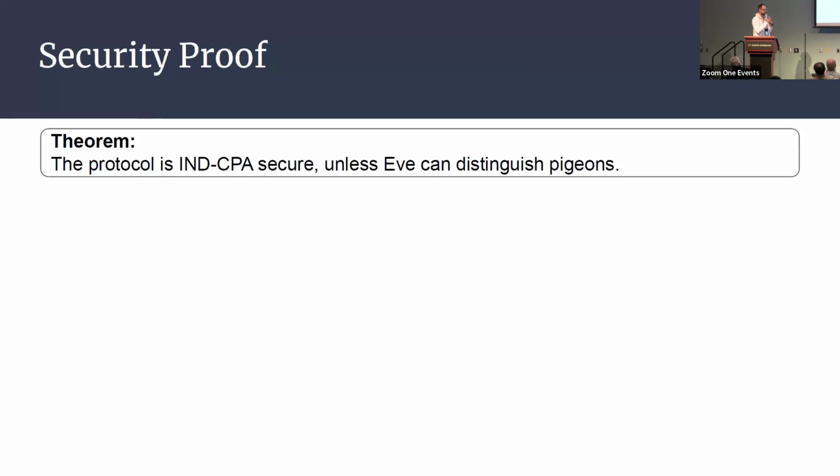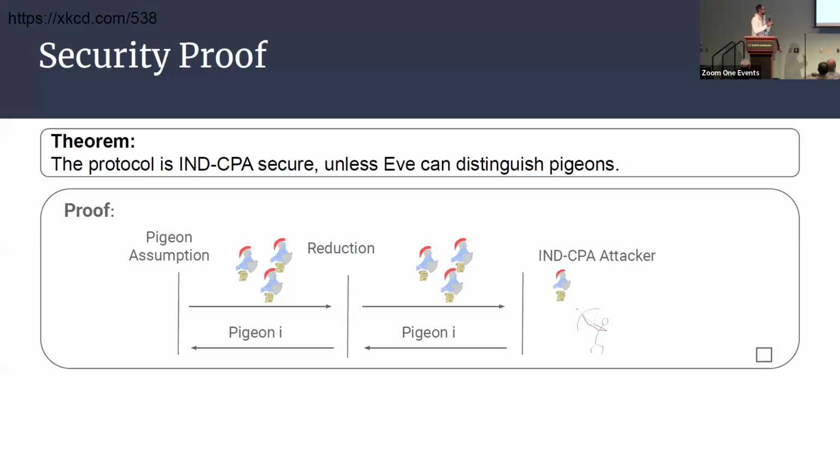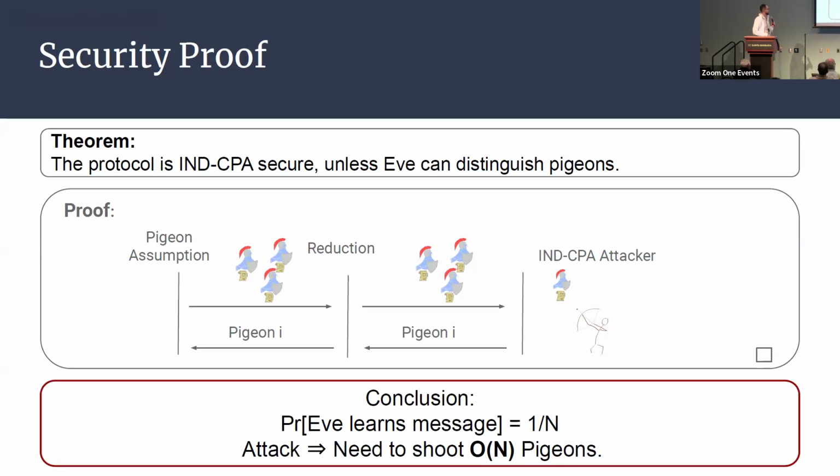And of course, once we have a protocol, a hardness assumption and a security model, then we can put up some kind of theorem, which basically says, our protocol is IND-CPA secure unless Eve can distinguish pigeons. And of course, there's a proof with this, but I will spare you that just because we don't have time and jump a little bit to conclusions. So the conclusion of this proof is pretty much, the probability that Eve learns the message is roughly 1 over n. And that means in order to have a valid attack, Eve would need to shoot O(n) many pigeons.